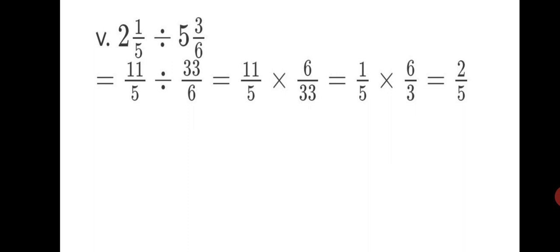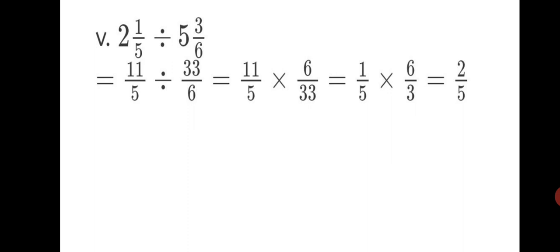Now that you have converted into improper fractions, we have to convert division into multiplication. 11 upon 5 into 6 upon 33. Now after converting into multiplication doesn't mean you don't have to divide anywhere. Yes, we are dividing. Reducing is dividing. So 11 1s are 11 and 11 3s are 33 is actually dividing using a suitable divisor. So 11 is gone completely. Instead of 11, 1 has come. Instead of 33, 3 has come.